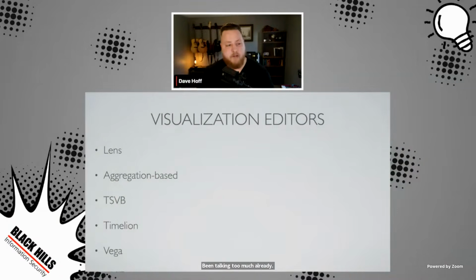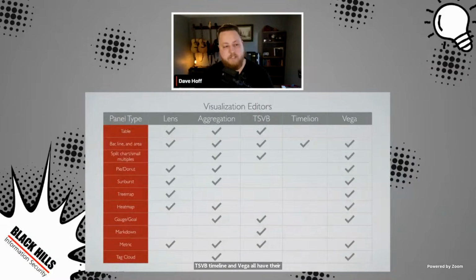Kibana has a bunch of different visualization editors that we can use. So the top 5 here, I'm going to say they're the most commonly used, but realistically, you're going to spend 99% of your time in the first 2, Lens and aggregation-based visualizations. TSVB, Timeline, and Vega all have their place. This is just a chart showing you which types of visualizations you can create with which editor.